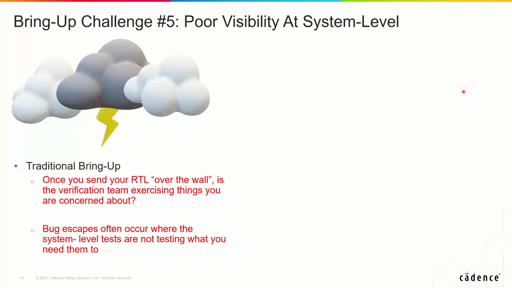Challenge number 5, poor visibility at the system level. Bringing those properties up to higher hierarchies of the design. In traditional bring up, once you send the RTL over the wall, as a designer, to the verification team, are you really sure that they are exercising the things that you are concerned about? Bugs can often escape at the system level tests if you're not really testing them.